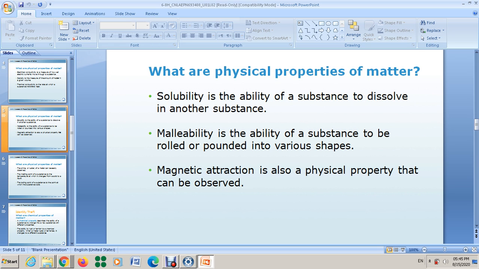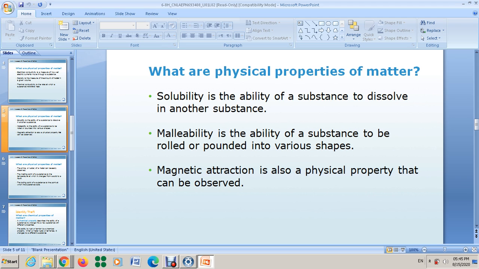The other physical property is solubility. What does solubility mean? To understand this, if you have a sample of sugar and you put it inside the water, the sugar particles will spread through the water molecules, so you can't see them then, right? So solubility is the ability of a substance to dissolve in another substance. This dissolving process will not change the identity of the sugar.